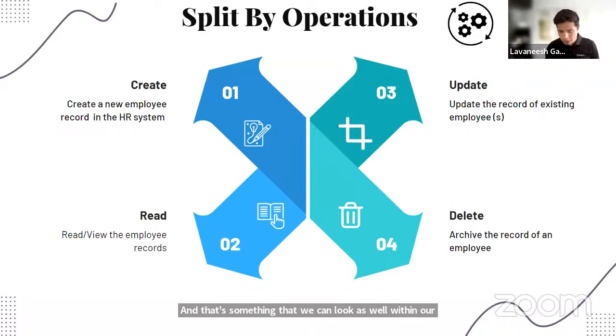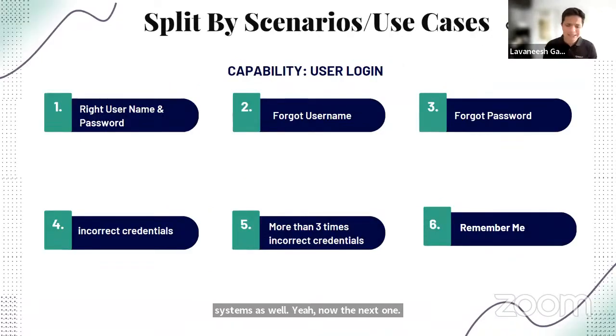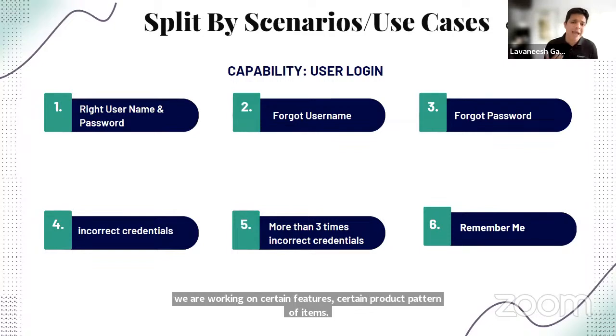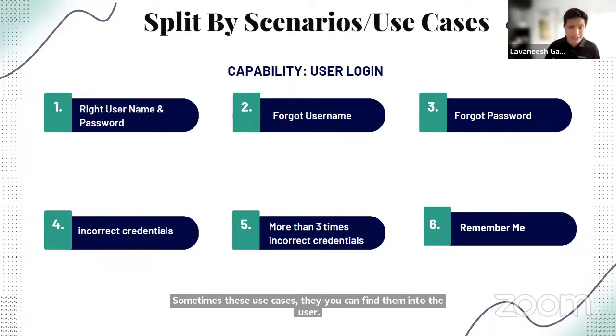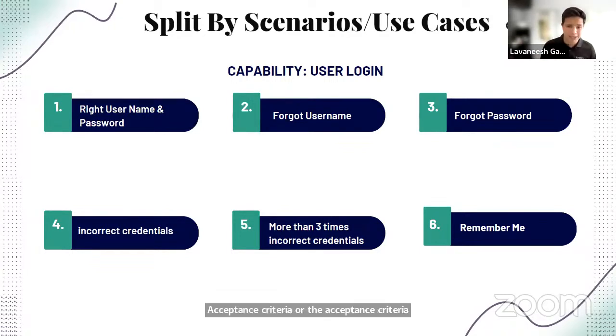Now, the next one, which is about the business case, or the use cases and the business scenarios. Sometimes whenever we are working on certain features, certain product backlog items, there could be many use cases associated with it. Sometimes you can find these use cases in the user acceptance criteria, or the acceptance criteria associated with that product backlog item as well.